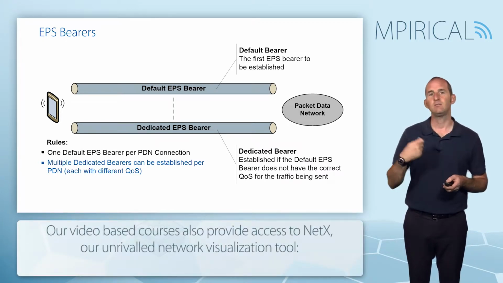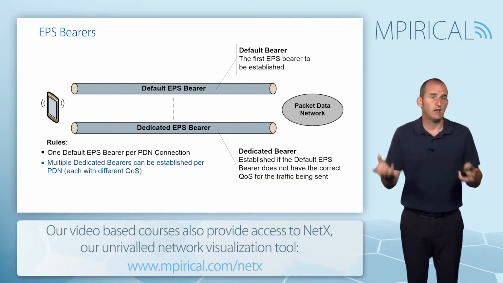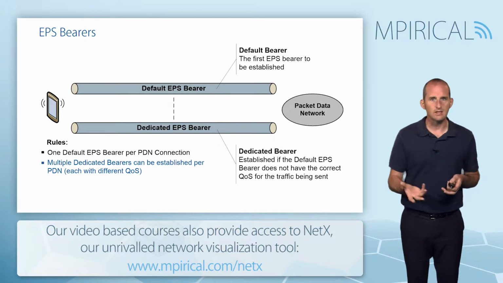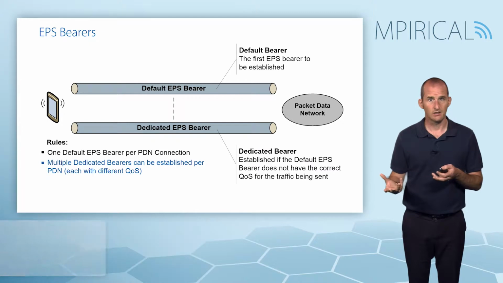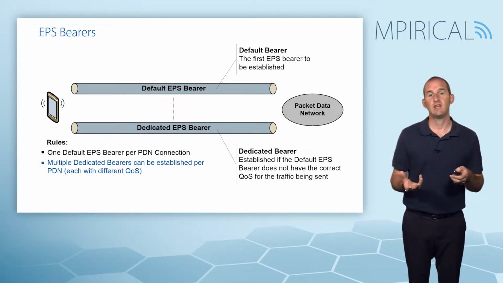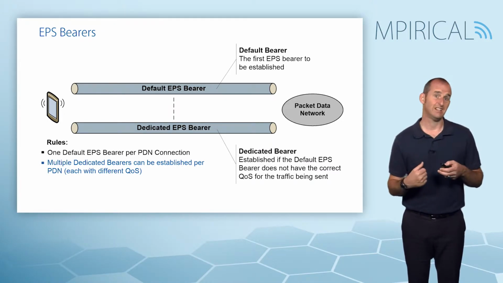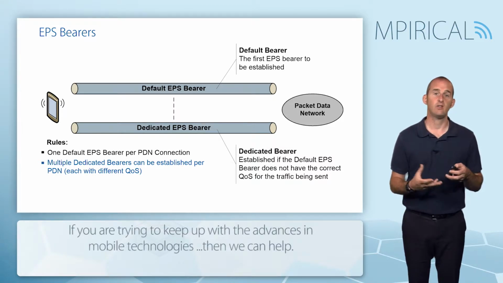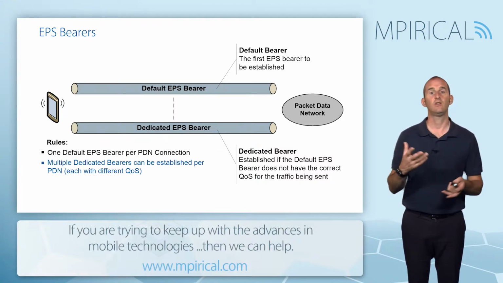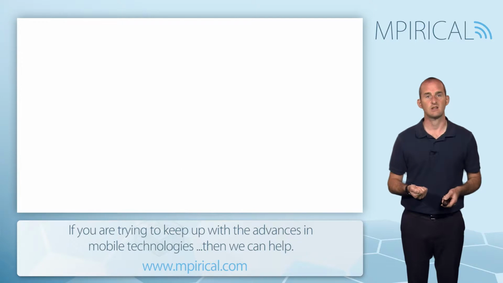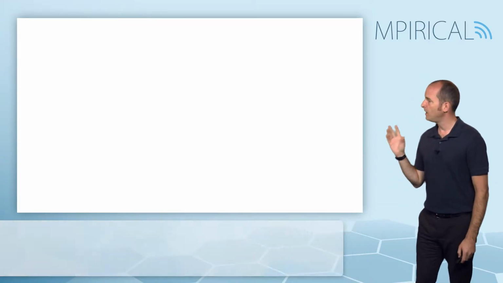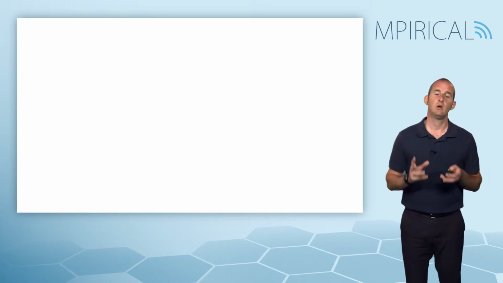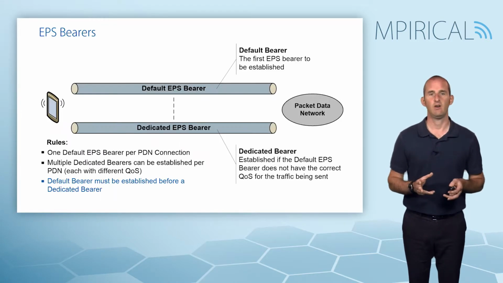So again, getting back to the VoLTE example, it could actually be a video, a ViLTE call. So you would use the default bearer to carry signaling, you would need one dedicated bearer to carry voice, and another dedicated bearer to carry video, because voice and video have got different QoS characteristics. Final point to note, the default bearer must always be established before the dedicated bearer.